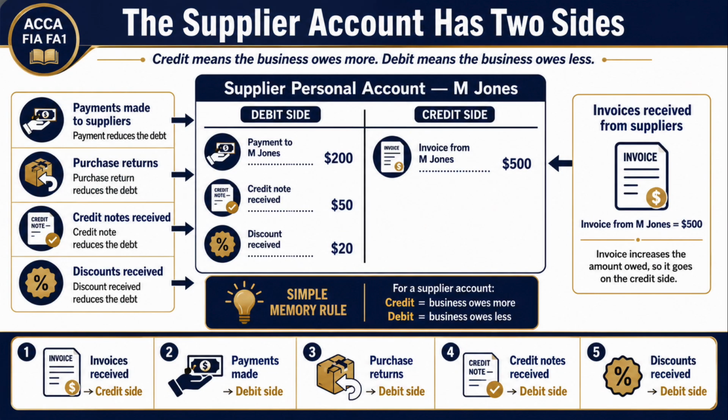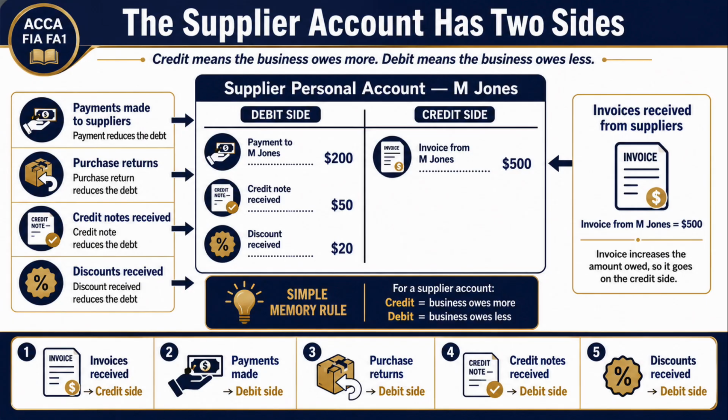The supplier account has two sides. A supplier personal account is normally shown like a T account. The left side is the debit side. The right side is the credit side. For supplier accounts, this rule is very important. The credit side usually shows amounts that increase what the business owes. The debit side usually shows amounts that reduce what the business owes.